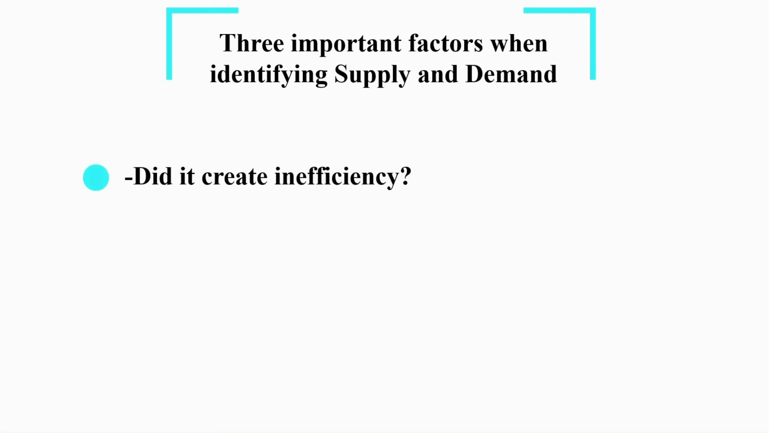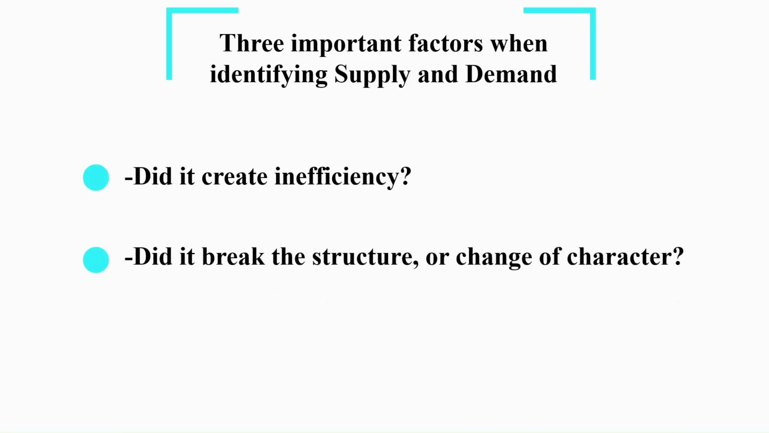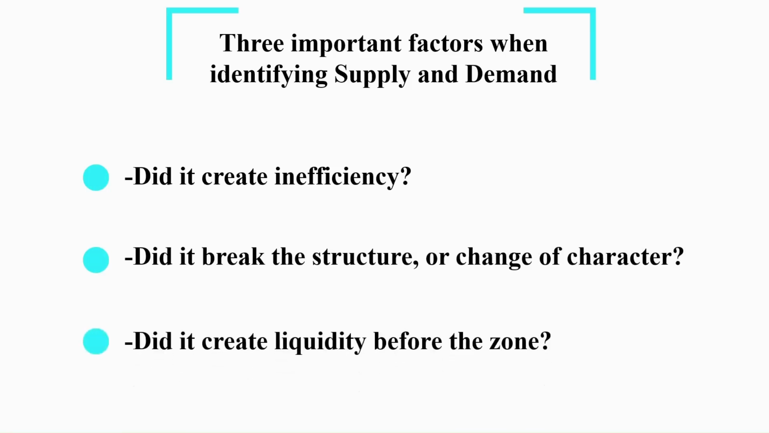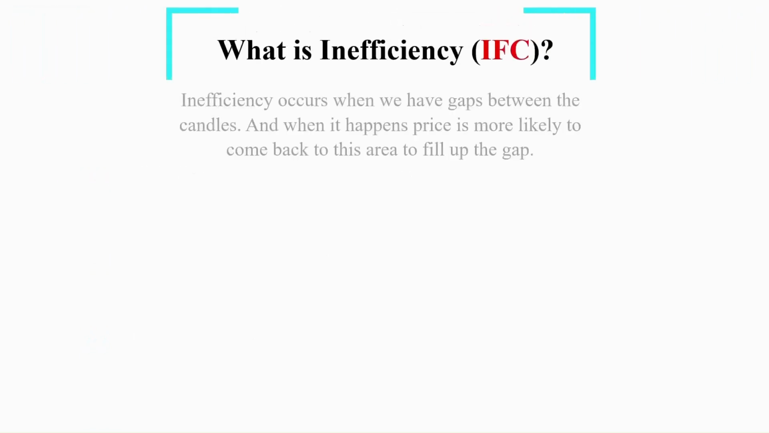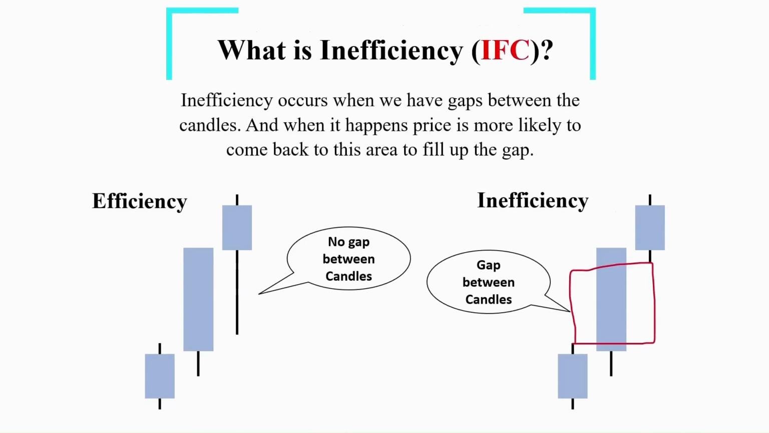Did it create inefficiency? Did it break the structure or change the character? Did it create liquidity before the zone? So what is the inefficiency? Inefficiency occurs when we have gaps between the candles, and when it happens, price is more likely to come back to this area to fill the gap.